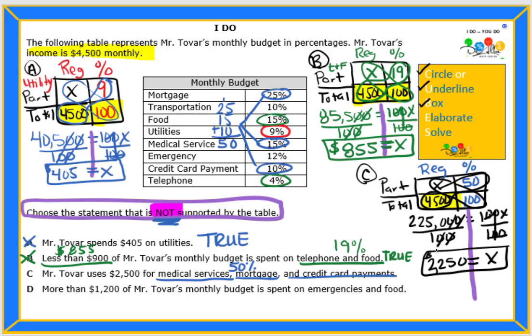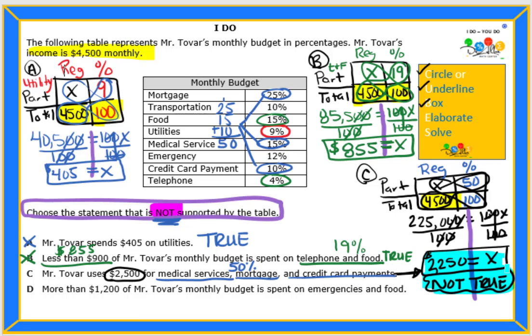And here in letter C, it says Mr. Tavares is 2,500. So did we get the same thing? No. So this looks like it's not true. And so that looks like it might be my answer. However, I'm going to go ahead and just check to make sure with letter D.